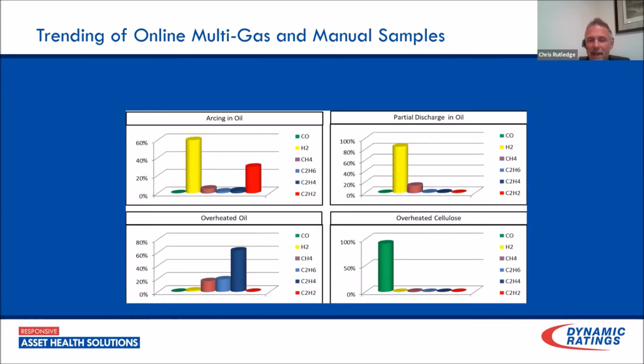When we're looking at a high thermal fault that has not yet reached that 500 degrees C point, we're going to see ethylene being the leading gas typically. So this would be anything from a starting to develop short turn-to-turn short, loose connections, that type of thing, where we're going to see that conductor really starting to heat up. And then overheated cellulose gives carbon monoxide as your leading gas.